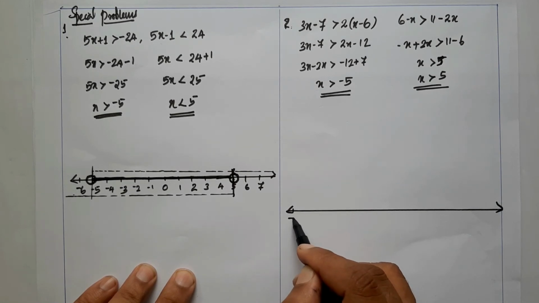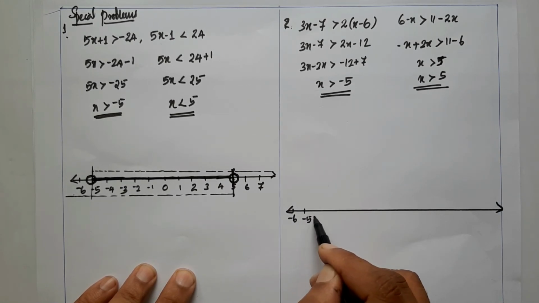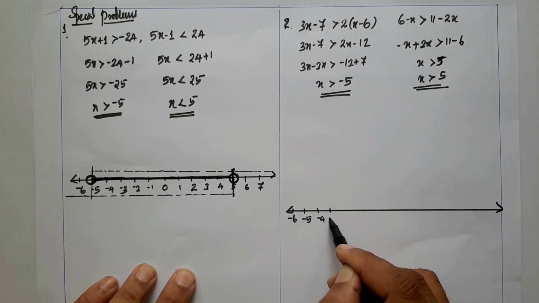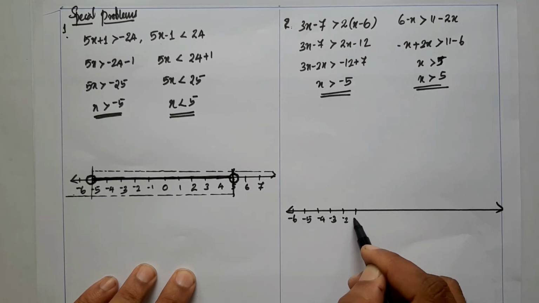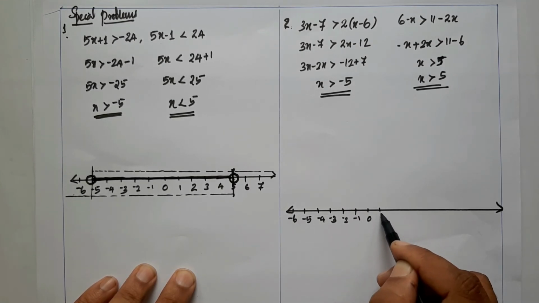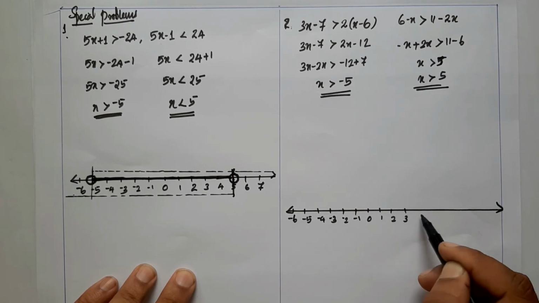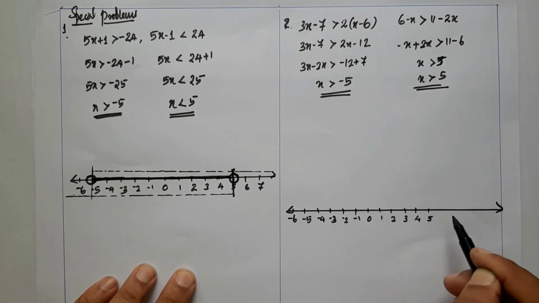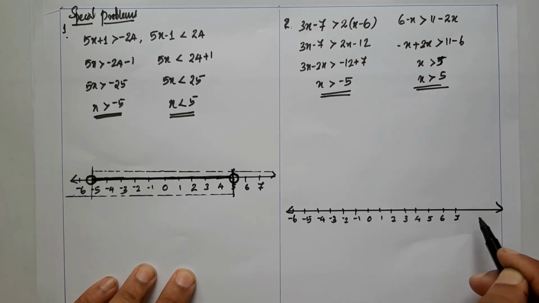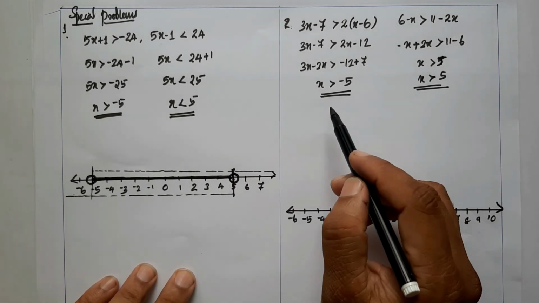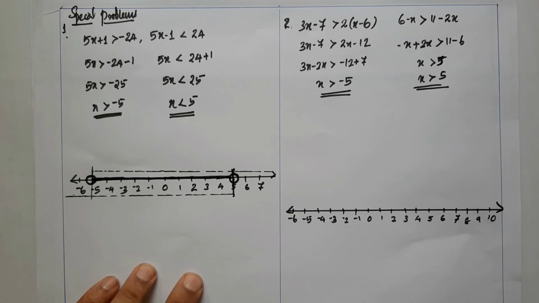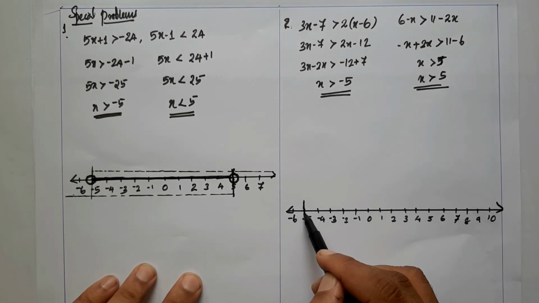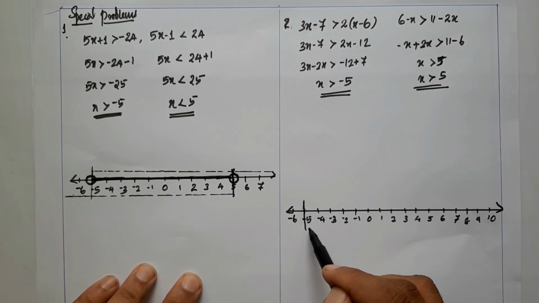So we take minus 6, minus 5, minus 4, minus 3, minus 2, minus 1, 0, 1, 2, 3, 4, 5, 6, 7, 8, 9, 10, etc. Here first we form the line x greater than minus 5. Here you know x greater than minus 5 is on this place, this x equal to minus 5. First we form a line for the greater than minus 5 part.